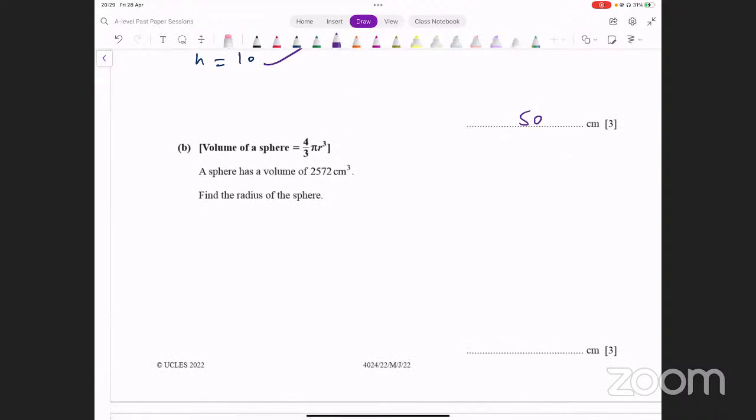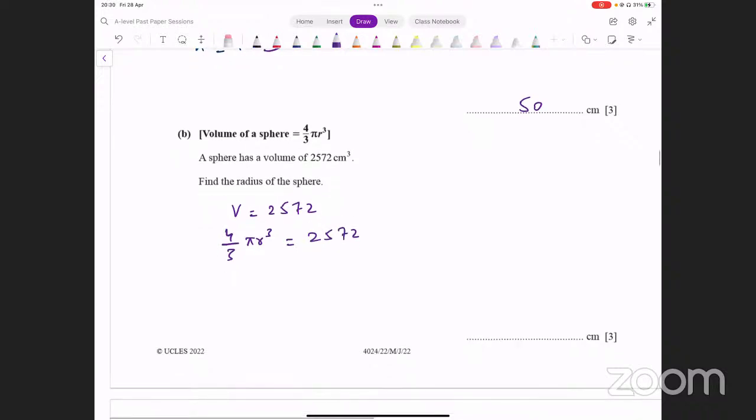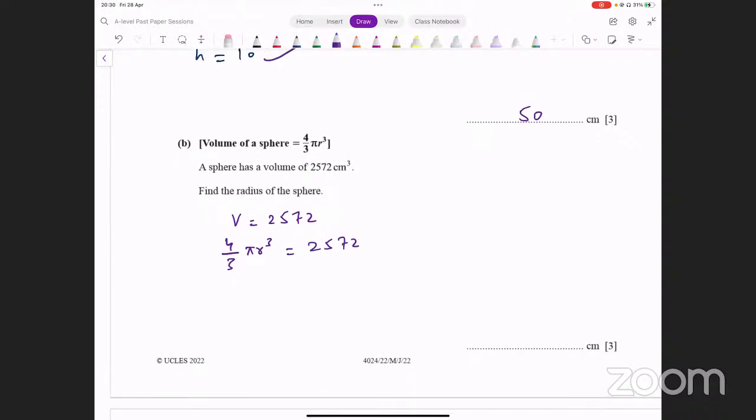Volume of a sphere is given. A sphere has volume 2572 centimeter cube. Find the radius of the sphere. Okay, so volume given है, radius find करना है. You can say V equals 2572. Volume का formula क्या है? 4/3 pi r cube. That is equal to 2572. Right? Radius find कर लें यहाँ से.